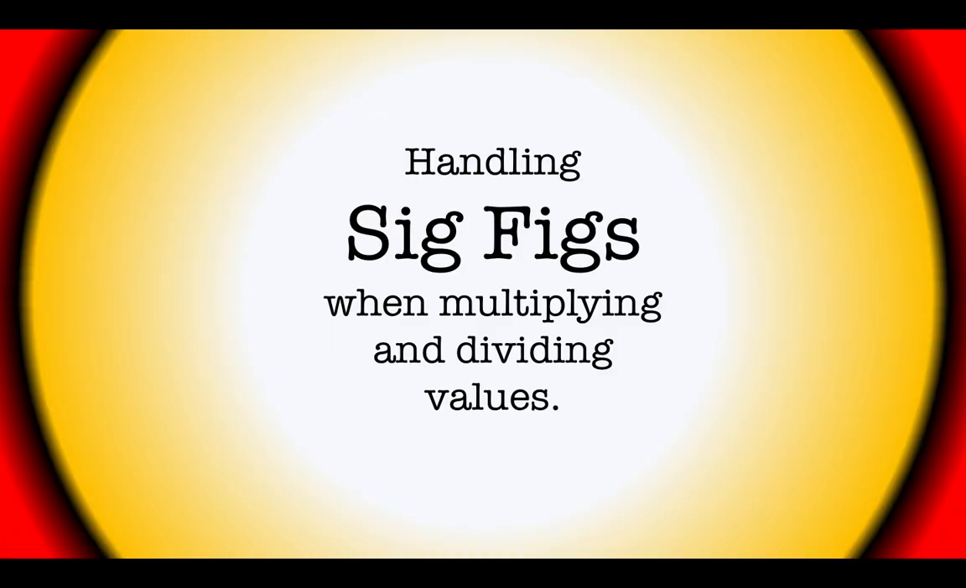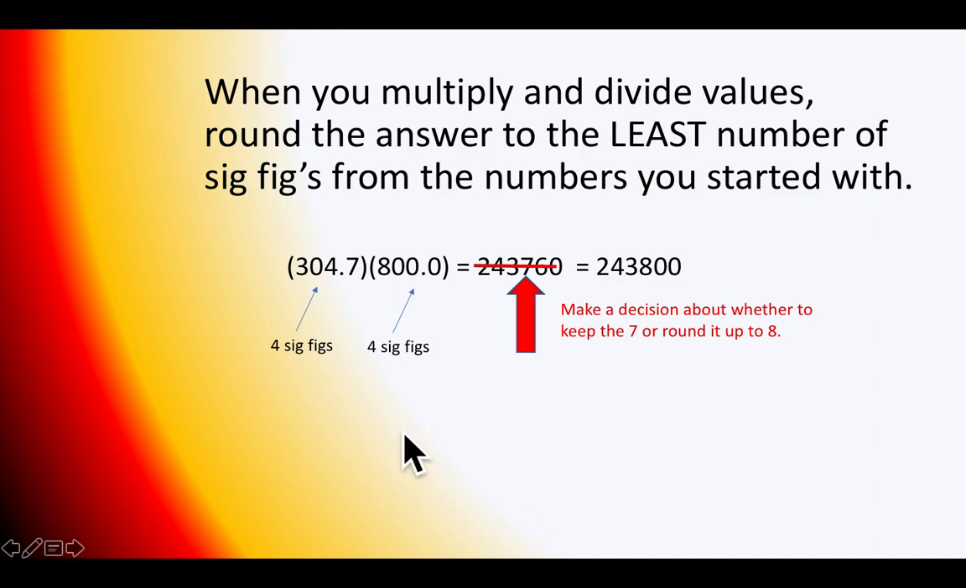Okay, let's look at multiplying and dividing when we have significant figures and how that impacts the answer. So the big thing to remember here is that when you multiply and divide values, you round the answer to the least number of sig figs from the numbers you started with. So in this case, these both have 4 significant figures.